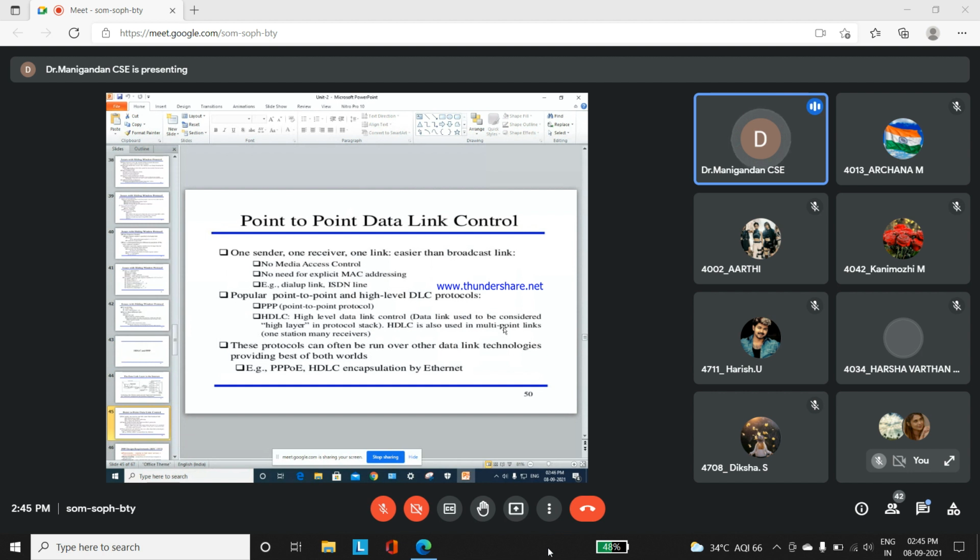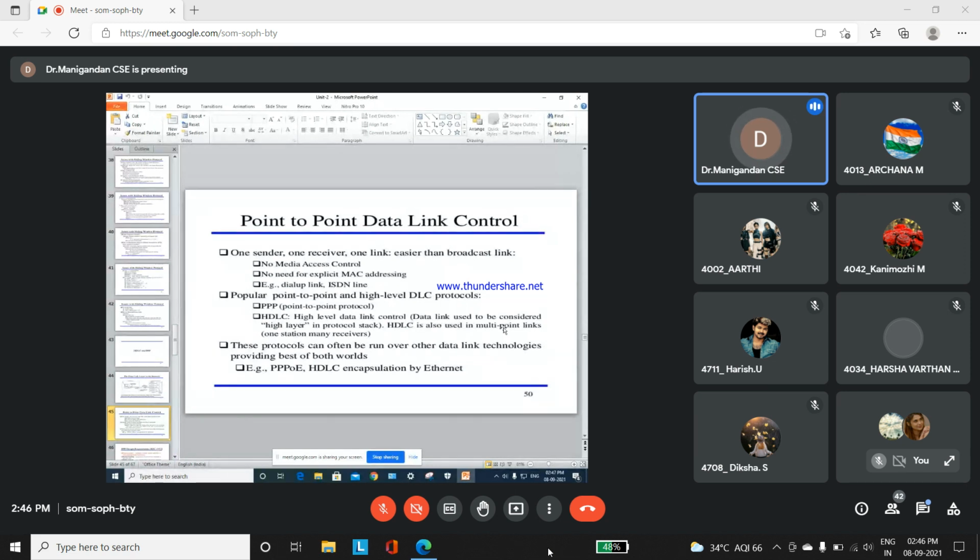Here, point to point data link control means one sender and one receiver. One sender and one receiver can be connected with only one link, which is easier than a broadcast link. They are connected together with the help of a point to point connection. Here there is no media access control and no explicit MAC addressing. With a dial-up link or ISDN line, the data connection is established and the internet connection is used.